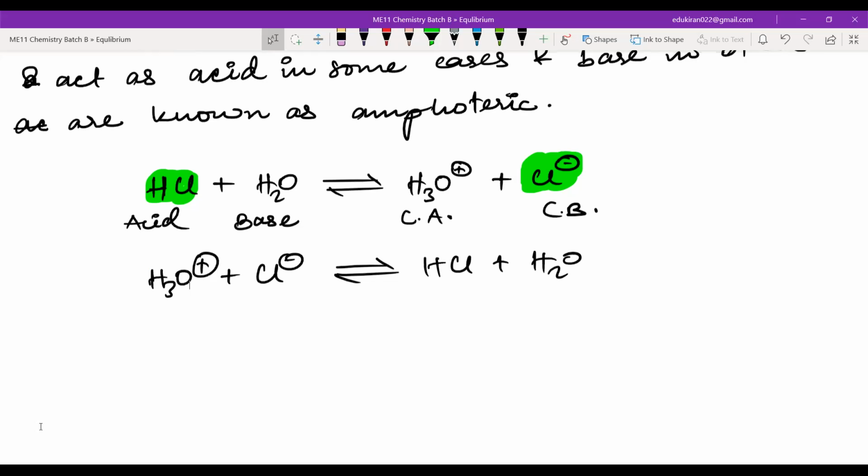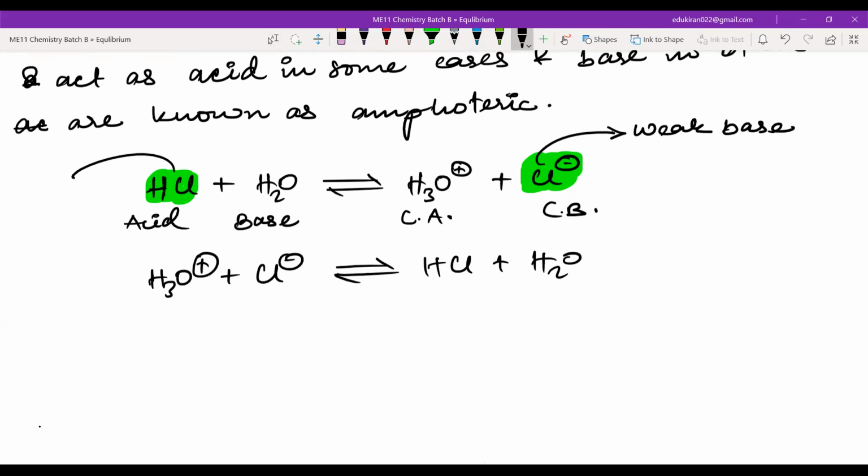Now, what does it say about the Cl negative? Cl negative is also a base. That is, it's a conjugate base, but it's a base, right? It can add H plus, but it is not adding H plus. It means that I can say that Cl negative has less tendency to add H plus to itself, and that is why this is a weak base.